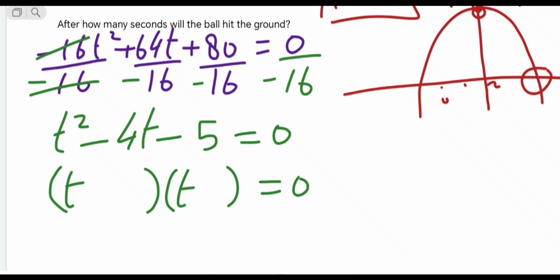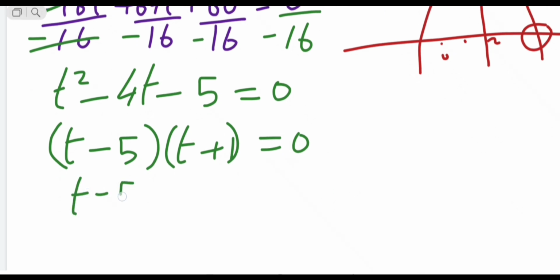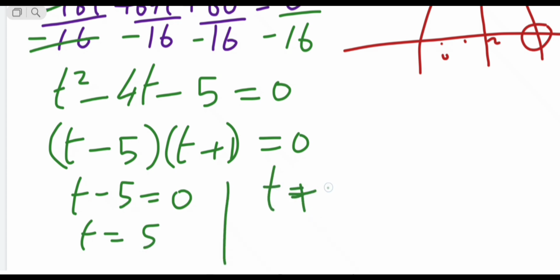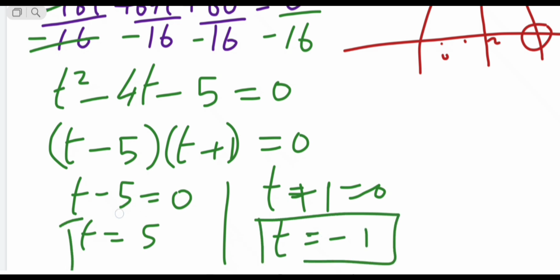What two numbers multiply to equal minus 5 and add to equal minus 4? Minus 5 plus 1. Minus 5 multiplied by plus 1 equals minus 5, and minus 5 plus 1 equals minus 4. So we can find the value of t. t minus 5 equals 0, so t equals 5, and t plus 1 equals 0, so t equals minus 1. These are the intercepts, negative 1 and positive 5.